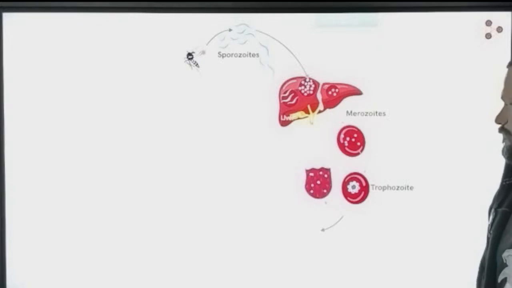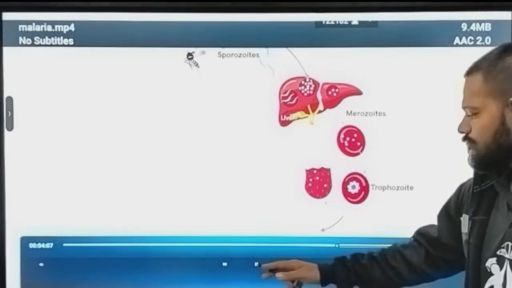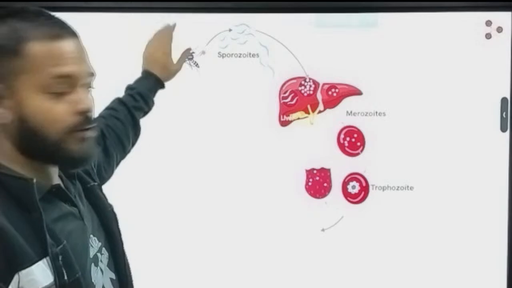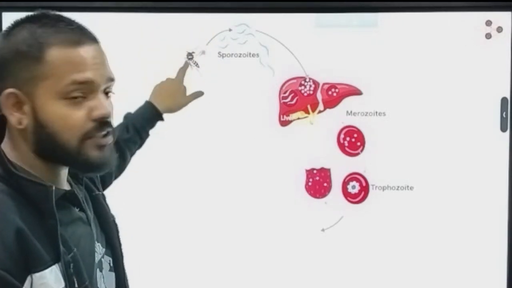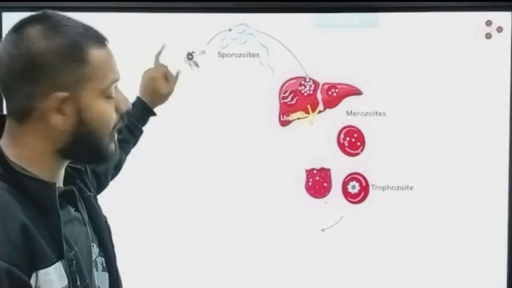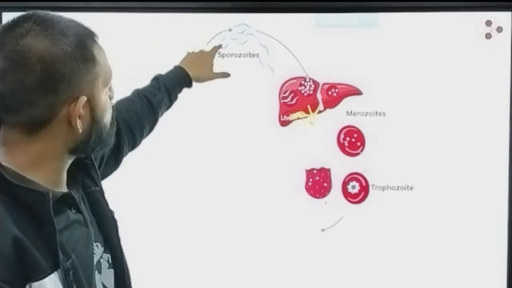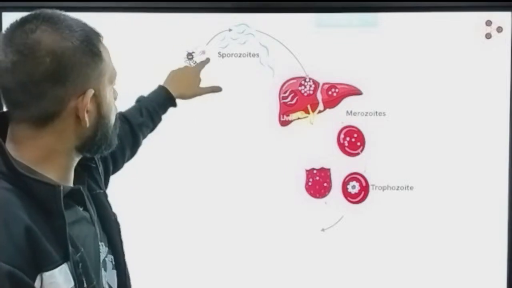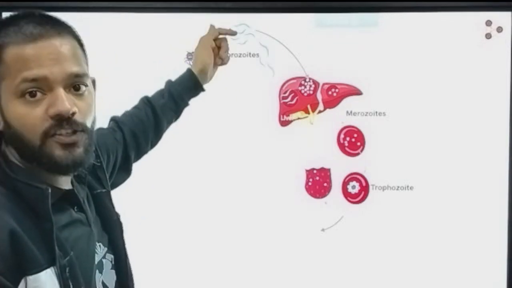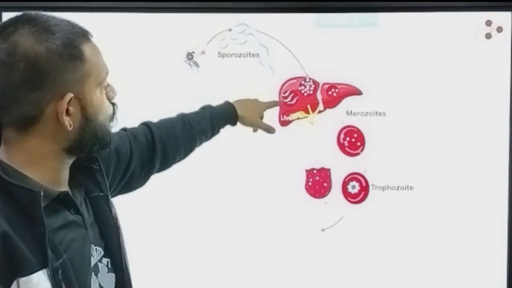The released merozoites can now attack new RBCs and keep increasing their population. Okay, see. Now a female Anopheles mosquito bites a healthy human. Now this mosquito, which is infected with Plasmodium, injects the sporozoite stage inside the human body. These sporozoites will come inside your blood and go to your liver.